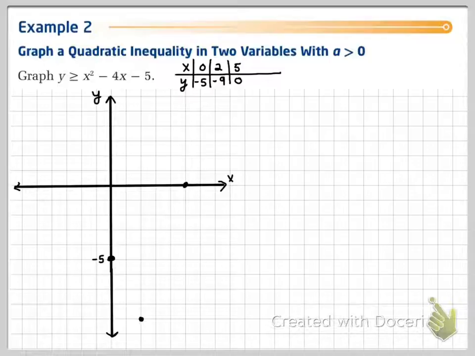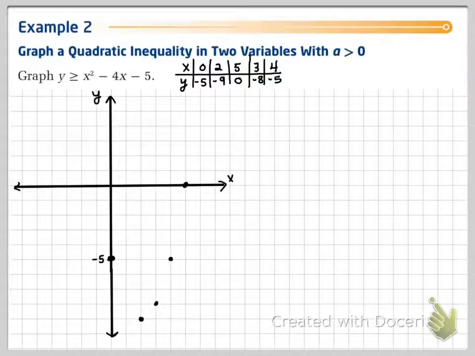And let's plot a few more. Let's say when x is 3 and when x is 4. Well, if you plug those two in, you're going to get negative 8 and negative 5. So plotting those points, I can see the shape of my parabola now. Let's do a couple more.